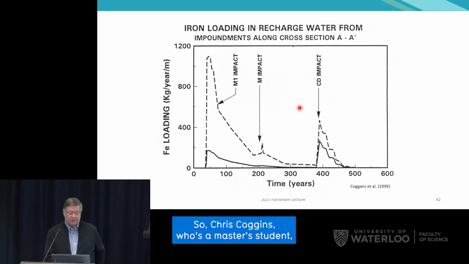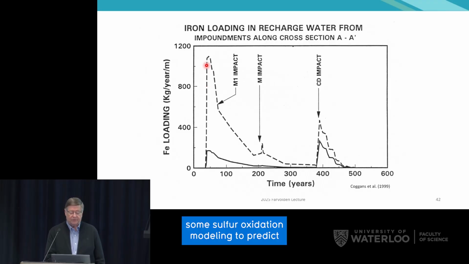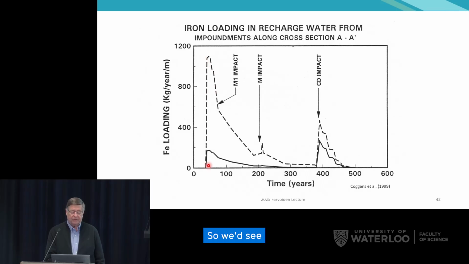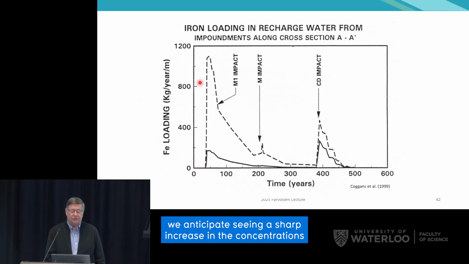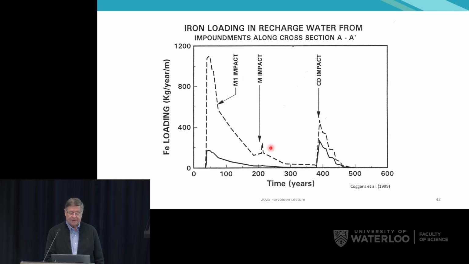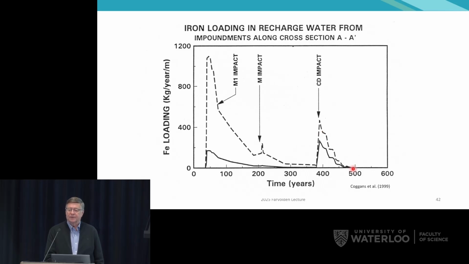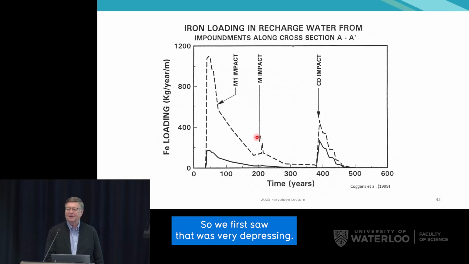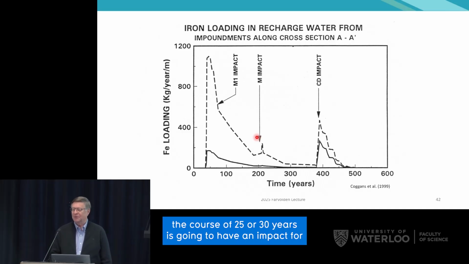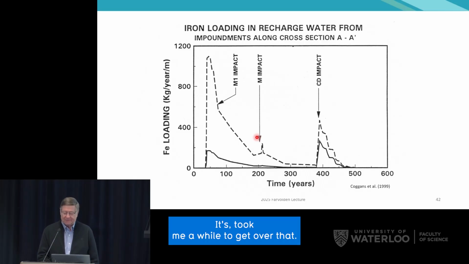So Chris Coggins, who's a master's student, coupled the flow systems characterization with some sulfide oxidation modeling to predict the concentrations of iron that would hit that plane where water would be discharging. So we anticipate seeing a sharp increase in the concentrations in the effluent right about now, and then a decline in concentration over about 350 years, and another rise after about 400 years, and then a subsequent decline. So we first saw this as very depressing, that something that had occurred over the course of 25 or 30 years is going to have an impact for several centuries. It took me a while to get over that.